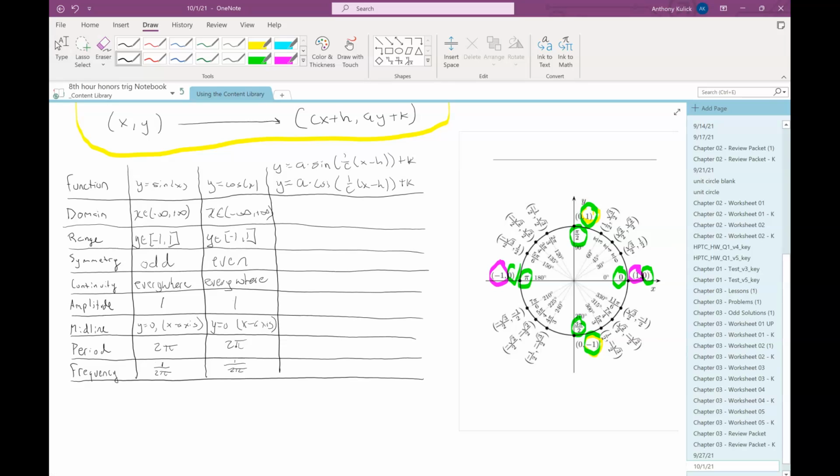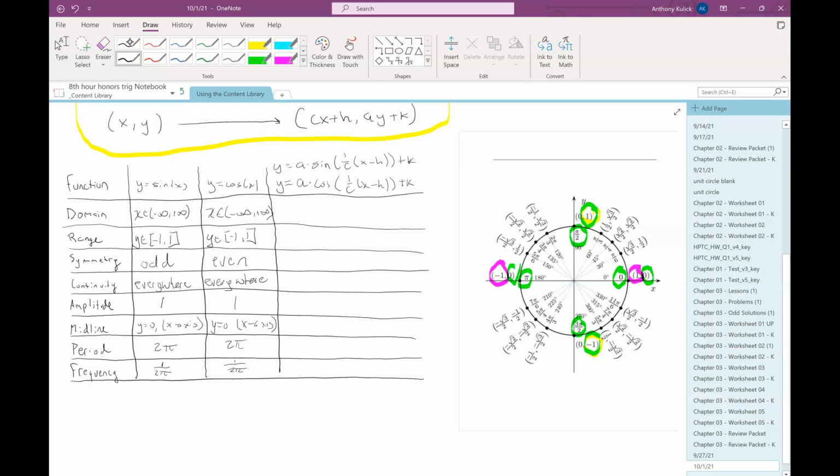Done. So the amplitude, is that going to affect the range? So if the amplitude is like 2 on one of these? Yeah, for sure. So let's talk about a transformation, right? When we talked about transforming a function, there's 3 different types of things we can do.